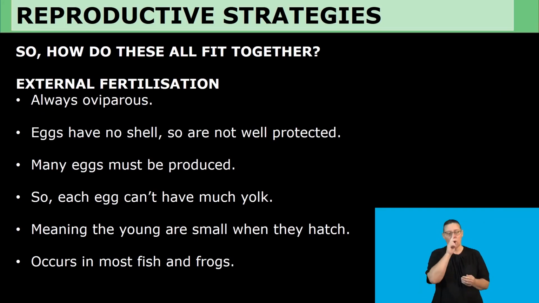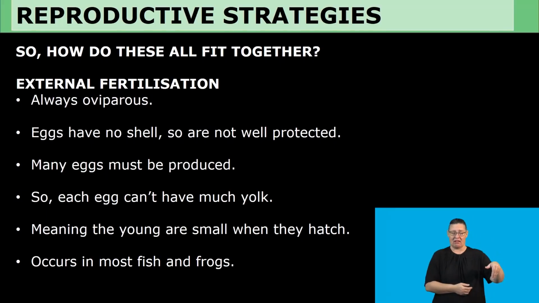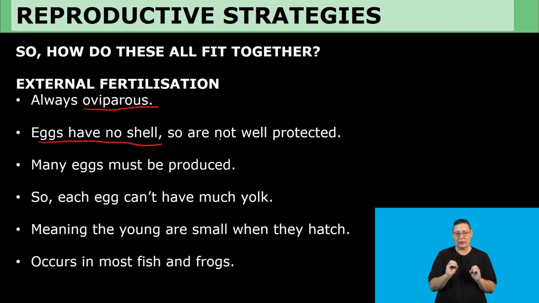So if we look at all these pieces of a puzzle, how do they fit together? Let us have a look. So we're looking at external fertilization, external, outside the body. Just remember, this is always oviparous and eggs have no shell, therefore they are not well protected, and a large number of eggs must be produced. Many eggs are produced in external fertilization.